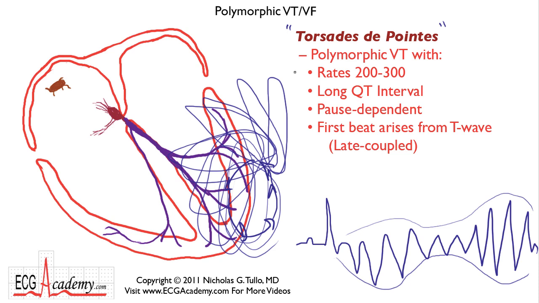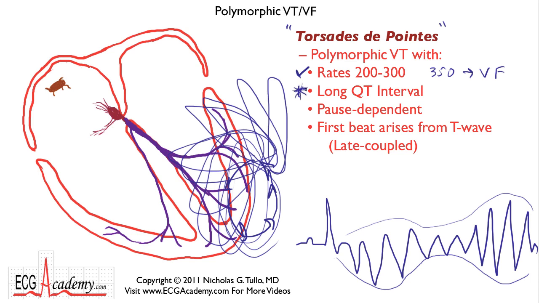First, you're looking for rates of 200 to 300 beats per minute. If you see rates in the range of 350 with less than 200 milliseconds in between beats, you're looking at ventricular fibrillation. The second thing is you absolutely should see a long QT interval.